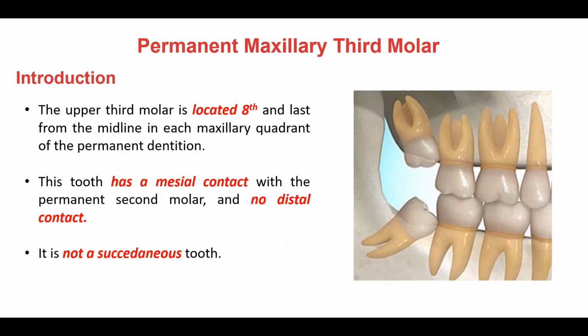The permanent maxillary third molar is the last tooth in the arch. You can see it is the 8th tooth in the quadrant from the midline, and it is located distal to the second molar, correct? So this is the second molar, and the third molar is located distal to the second molar, and there is no other tooth distal to that. So a maxillary third molar will have a mesial contact with the distal aspect of the second molar, but will not have any distal contact of its own.